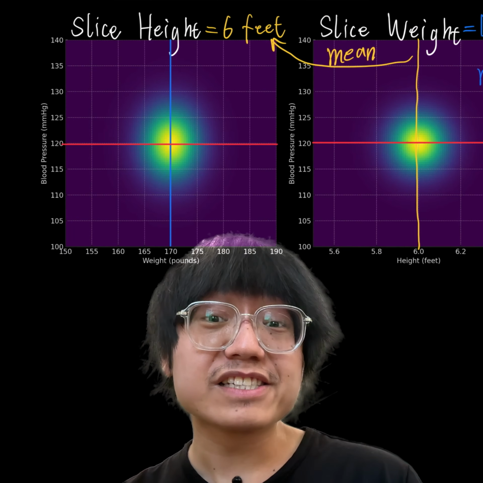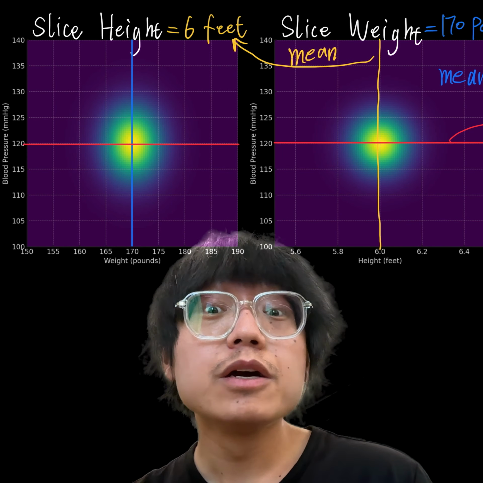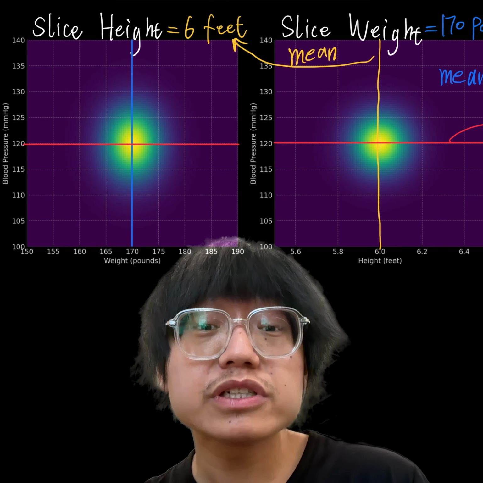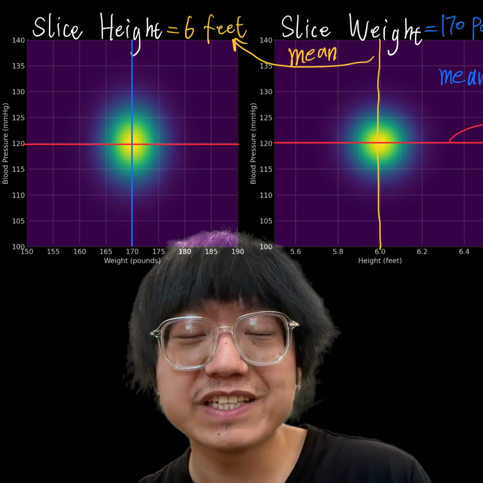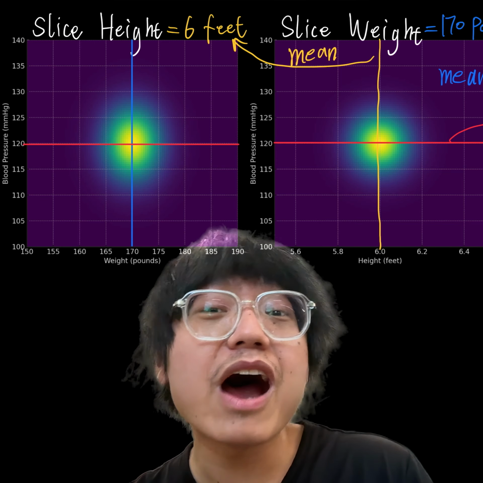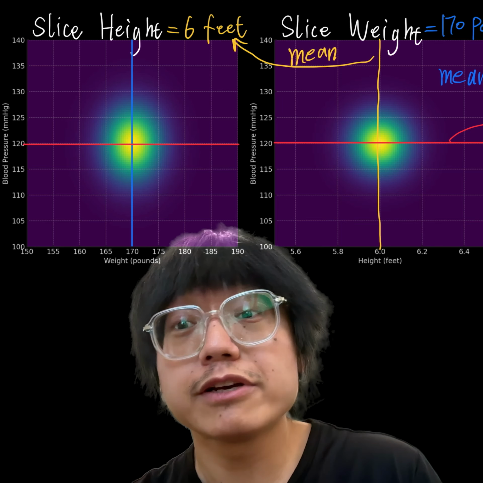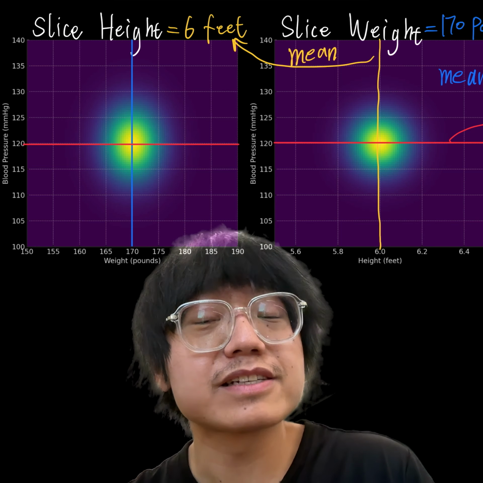The first slice is at height equal to 6 feet, which shows the joint distribution of weight and blood pressure at a fixed height of 6 feet. It allows us to observe how changes in weight and blood pressure relate when height is constant.